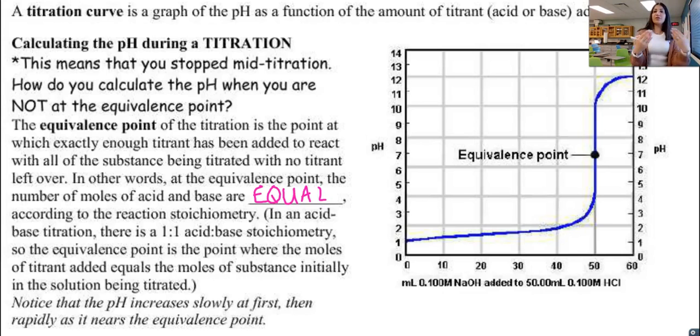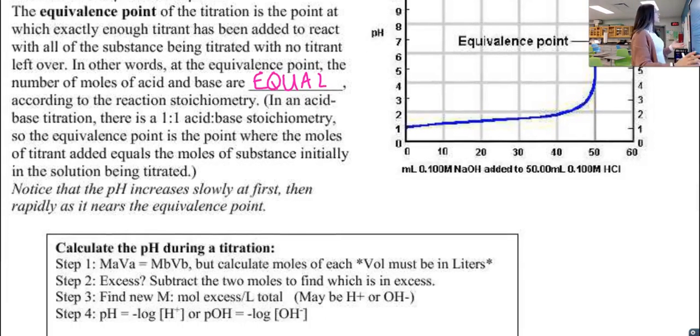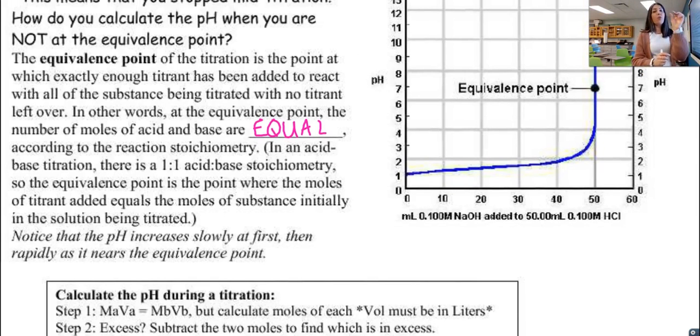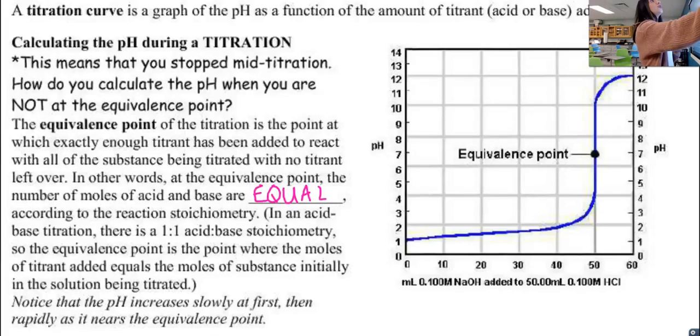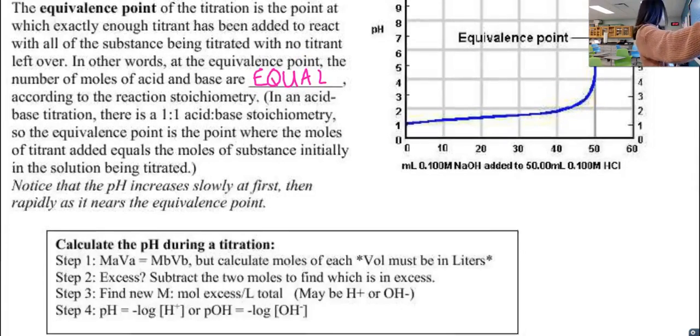According to the stoichiometry, remember we have to take a look at our stoichiometry. In an acid-base reaction, we're typically used to seeing a 1-to-1 ratio. So the equivalence point is the point where your moles are equal to the moles of the substance initially in the solution. Notice that the pH increases slowly at first, but once you reach the equivalence point, it jumps within about 1 milliliter. Here we can see it jumping from a pH of about 1 to a pH of about 12, just within a couple of milliliters of each other, okay?